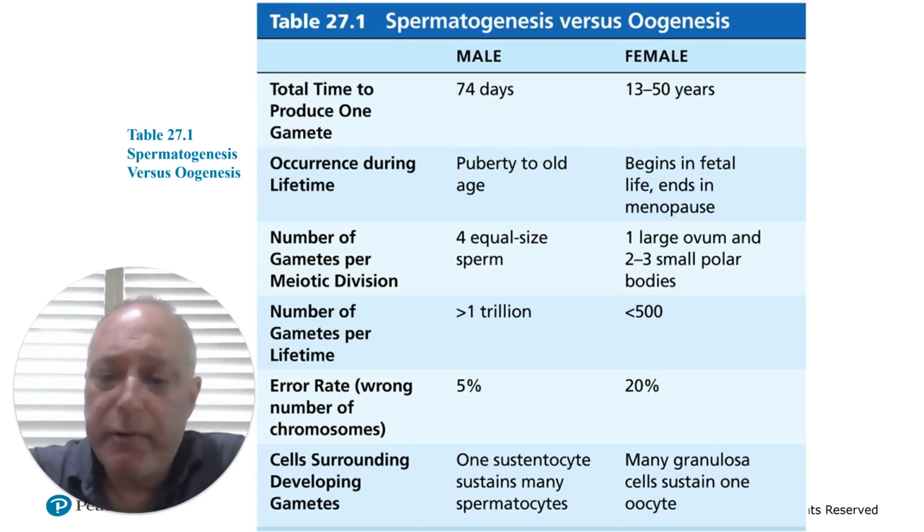What about the cells surrounding the gametes? Well, male's spermatid has one cystinocyte that will sustain many spermatids. For the female, there are granulosa cells, and there are many granulosa cells that sustain one ovum or one oocyte. So for the males, one cystinocyte will maintain several spermatocytes. The female, one oocyte will be maintained by several granulosa cells.